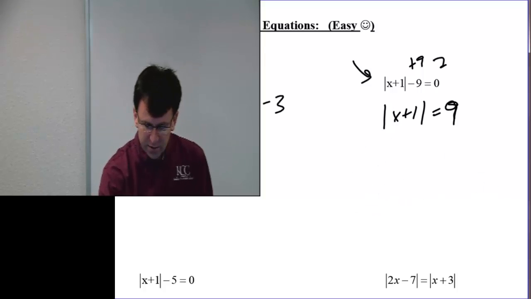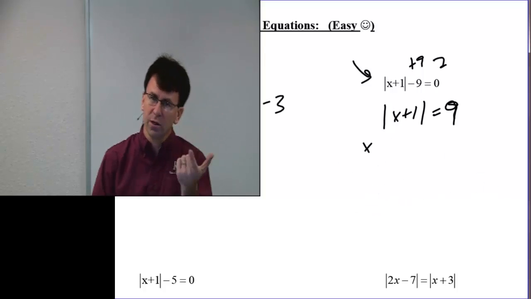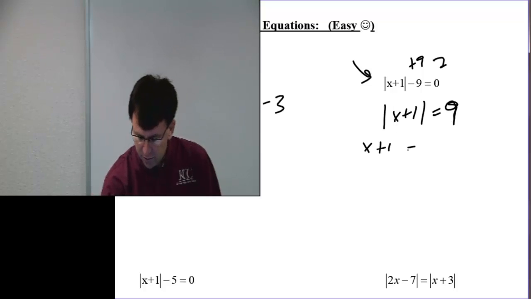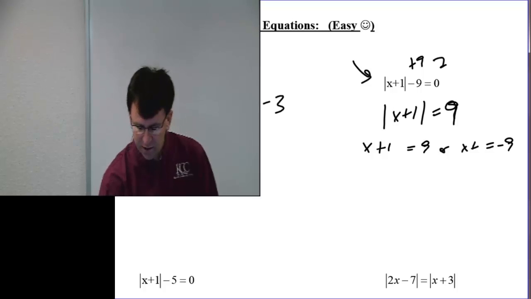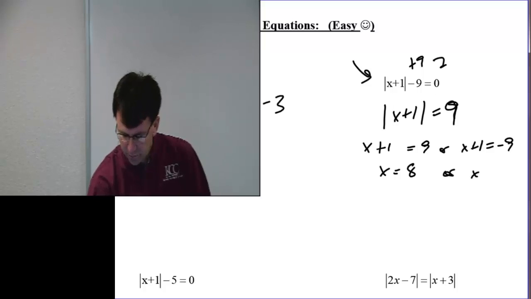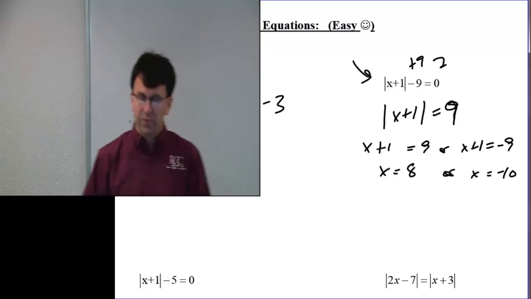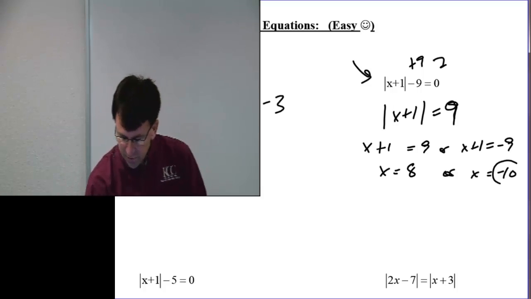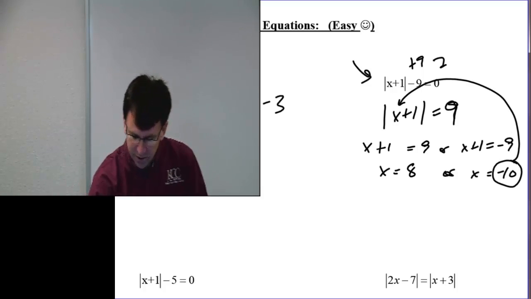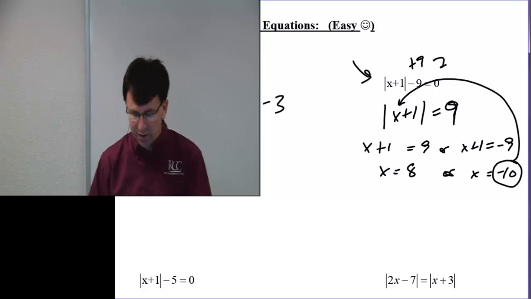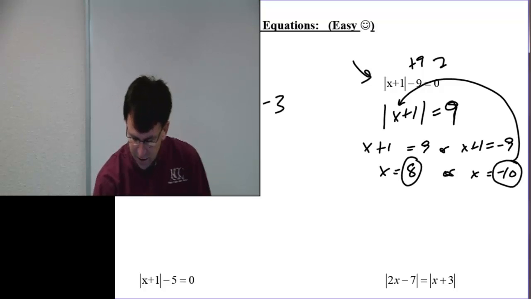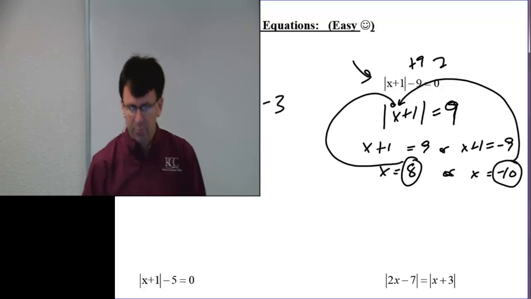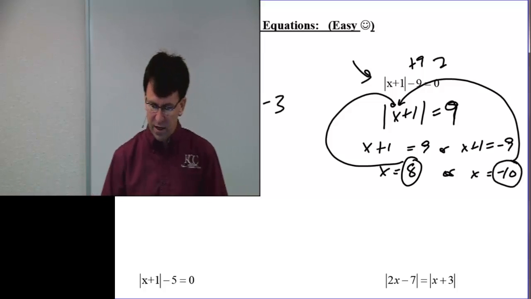So at the end of the day, all we really have to do is make two equations, and I'm going to get two answers. x plus 1 equals 9, or x plus 1 equals negative 9. Subtracting 1, x equals 8, or x equals negative 10. If you don't believe me, you can plug it right back in. Negative 10 plus 1 makes a negative 9. Absolute value of negative 9 is 9. Let's plug the 8 in. 8 plus 1 is 9. Absolute value of 9 is 9.